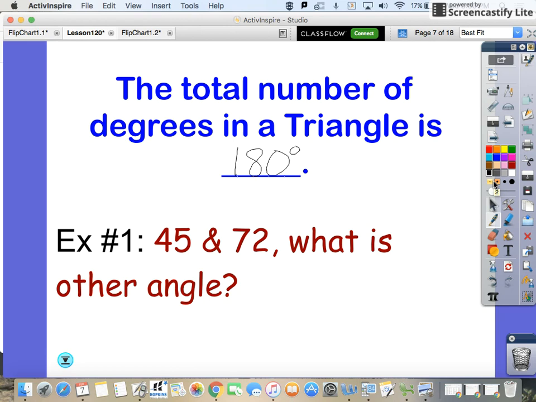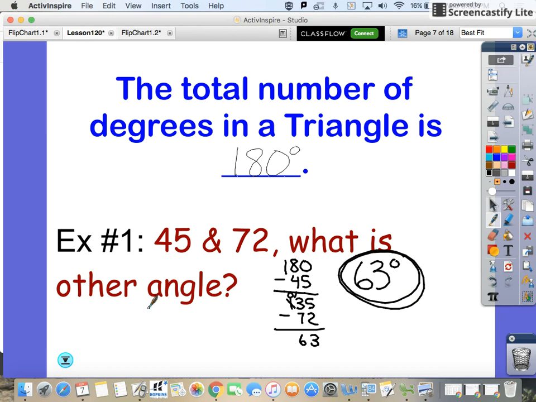So the reason this is helpful is if you know 2 out of 3 of the angles, you can find the third one. If you have 45 and 72, what you can do is take 180 minus 45, which is 135, minus 72, which is 5 minus 2 is 3, carry the 1, 13 minus 7 is 6, so 63 degrees is the other one.